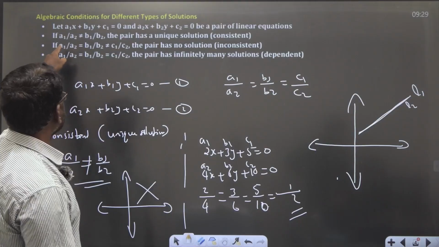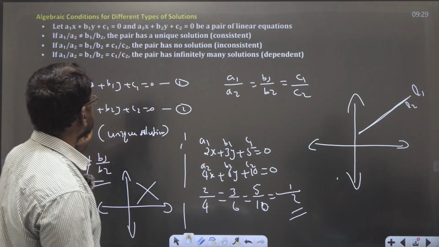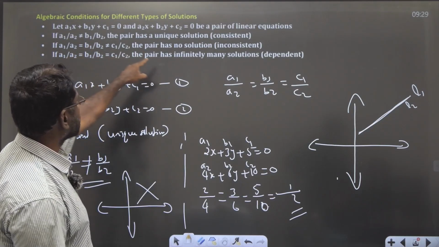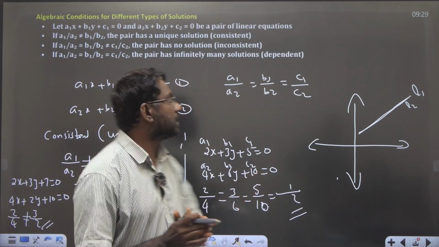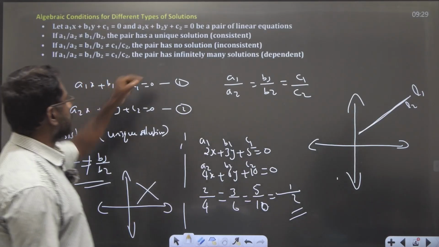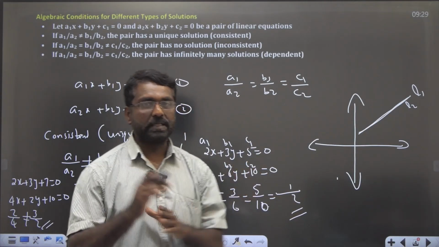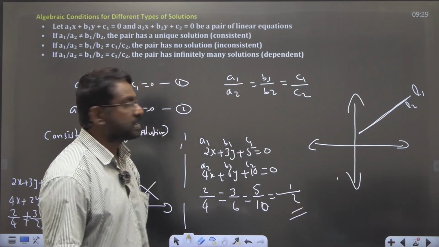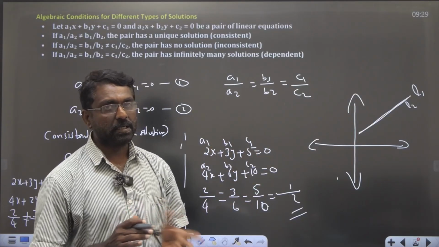Okay. If a1 by a2 not equal to b1 by b2, then the pair has a unique solution, that is consistent. If a1 by a2 equal to b1 by b2 not equal to c1 by c2, then the pair has no solution. They are called parallel lines. They are called inconsistent lines. If a1 by a2 equal to b1 by b2 equal to c1 by c2, then the pair has infinitely many solutions. They are coincident lines. That means one line is lying on the other line. There exist infinitely many solutions. Okay, it is also a consistent system.